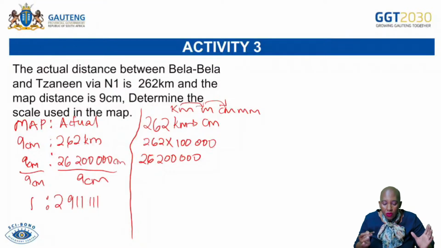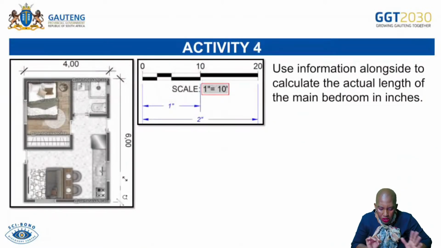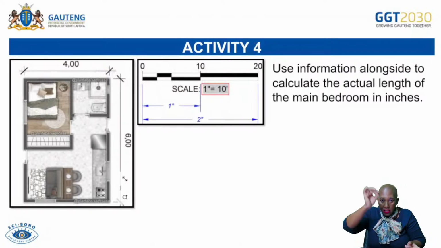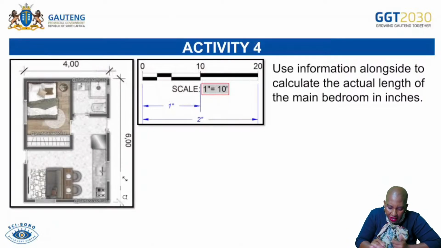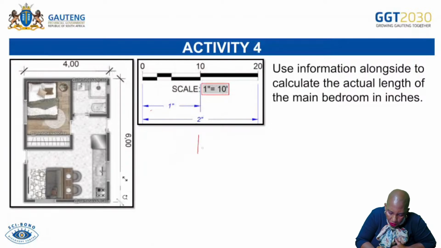And sometimes they will show you the bar scale, or they will show you the bars. Now with this one, boys and girls, they are telling us to use the information alongside to calculate the actual length of the main bedroom. So here's the main bedroom, and we know that the length is the longer side. And then the scale, they have given us the bar scale, and here it clearly shows 1 inch, and then there's 2 inches.